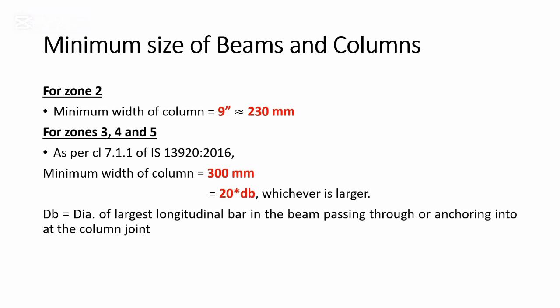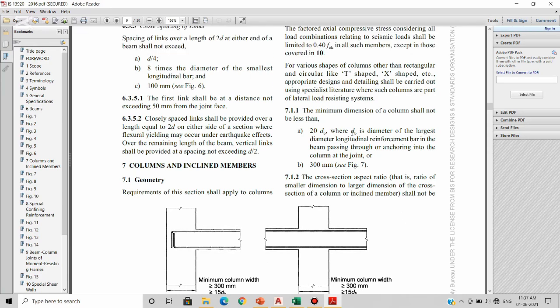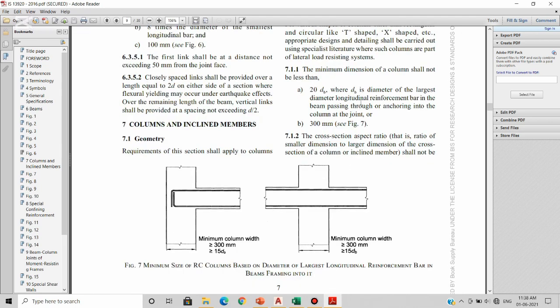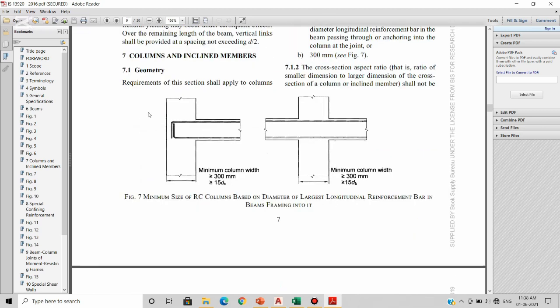So let me show you this clause in IS 13920 code. Here you can see that as per clause 7.1.1, the minimum dimension of a column shall not be less than 20 times dB and it shall not be less than 300 mm. Here dB means diameter of largest longitudinal reinforcement bar in the beam passing through or anchoring into the column joint. So what is the meaning of this point? Here the code has explained it with the help of a figure.